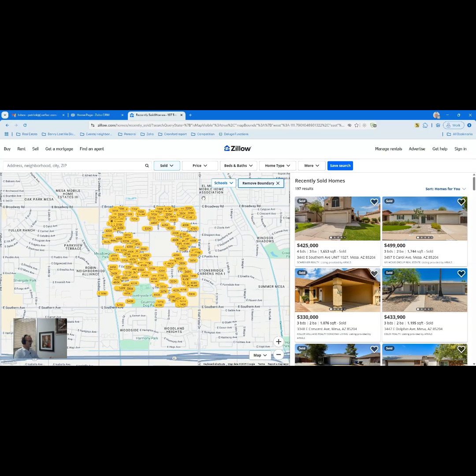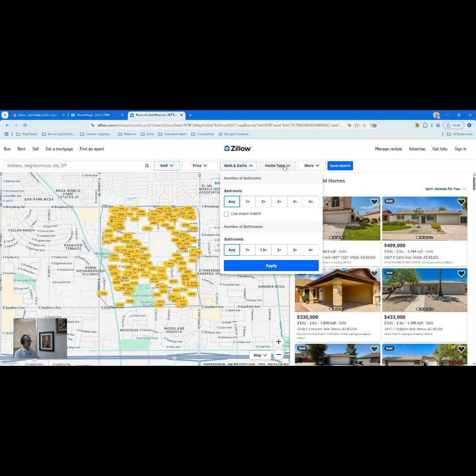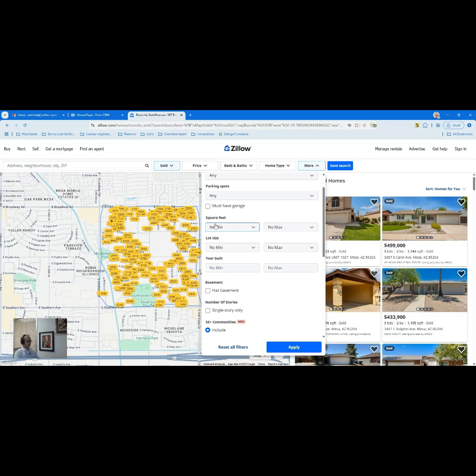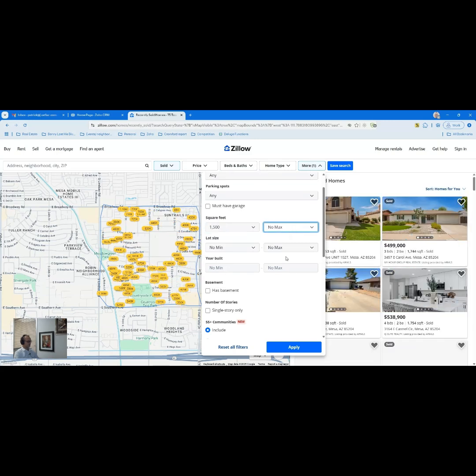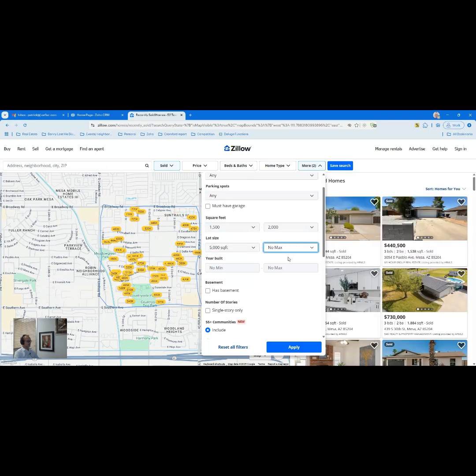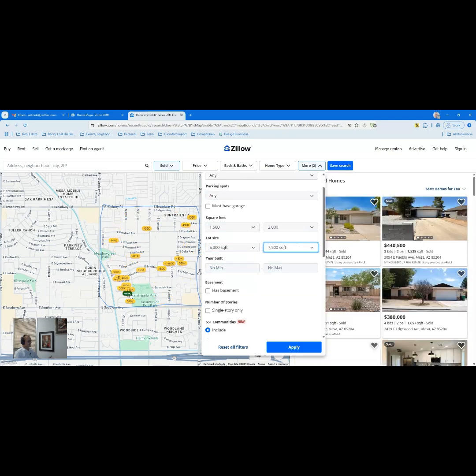So now we've got too many, so we're going to want to narrow this down. I don't like to use bedrooms and bathrooms as much as I like to use the square footage. So you can go here into this more section and go to square feet. Let's say we want to look only at homes between 1,500 and 2,000 square feet, and we want a similar lot size, so let's say between 5,000 and 7,500. That's probably going to give us a decent number of homes.